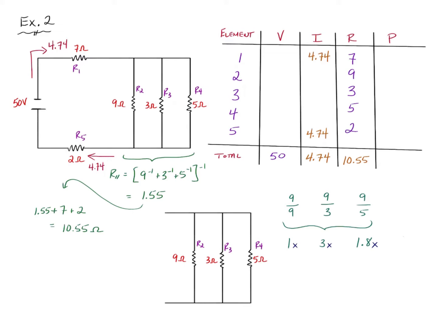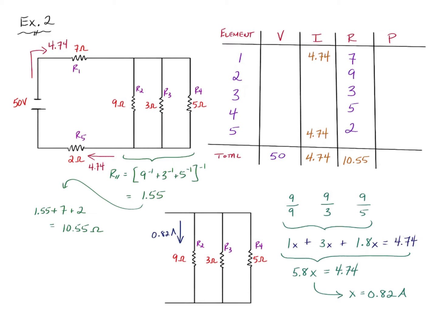I'm going to apply X to represent the current in each of those branches, and I know when I add up the current in those 3 branches, it must equal the total of 4.74. I can just apply my algebra and solve and determine that X equals 0.82.